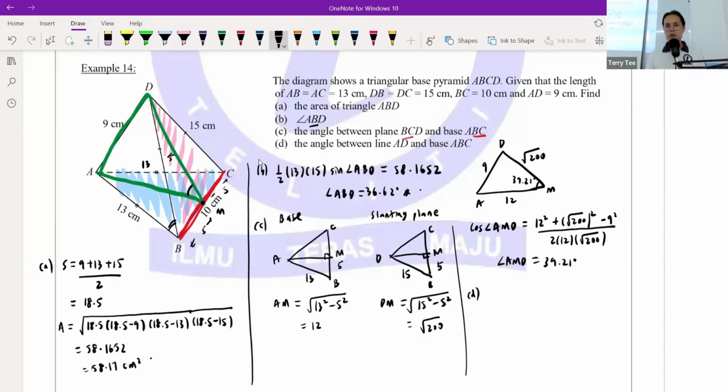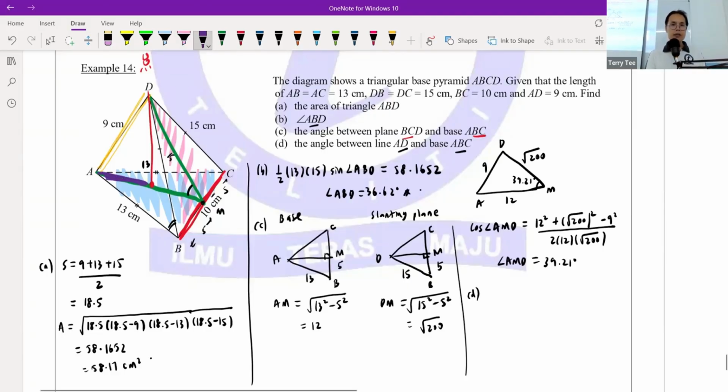Lastly, part D. Find the angle between line AD and base ABCD. Remember I talked about the angle between a line and a base. The line that you're finding is this line AD. Maybe I highlight it for you, this yellow line. Imagine you have a light bulb shining from the top. Where would the shadow be? D will fall vertically here, but we don't need to find this point. The shadow is the purple line here.